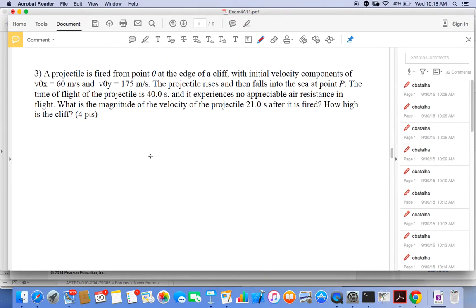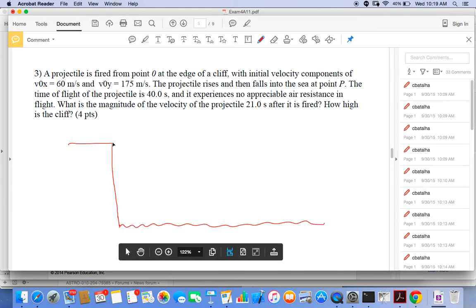The third problem is a projectile motion. As a projectile motion, okay, so we have a cliff. This is the ocean. The projectile is launched.